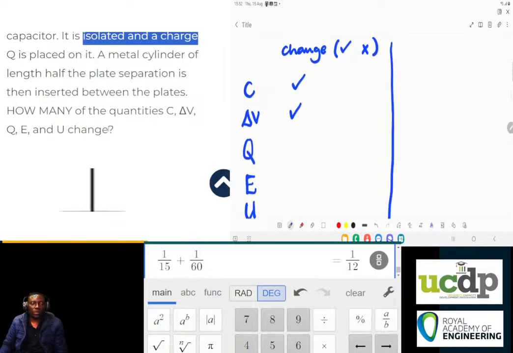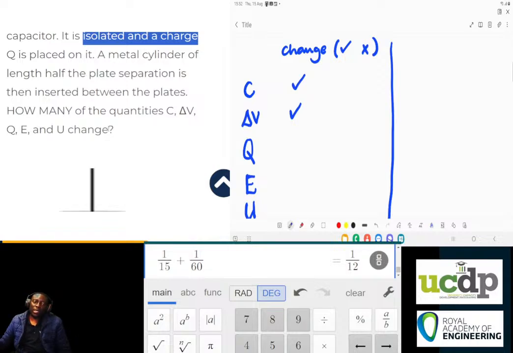What about Q? What about Q? I'm still going to use that argument, because they've inserted a metal. If that metal is charged or has a charge, it has to change.